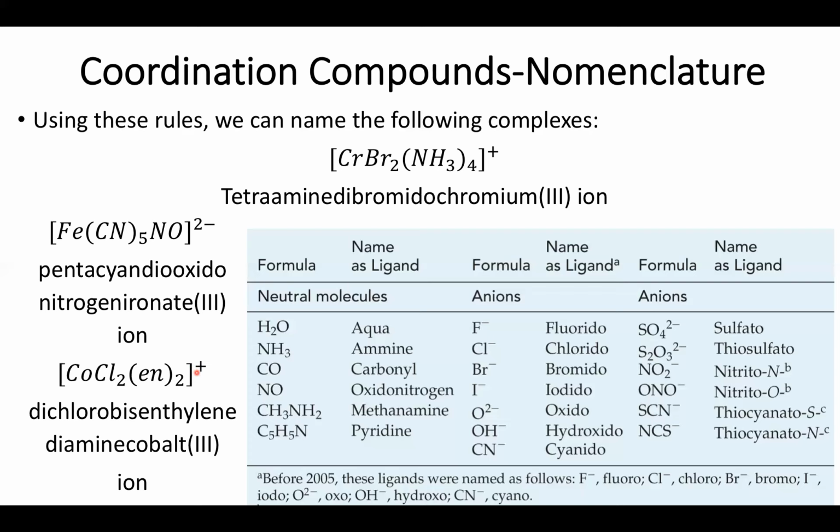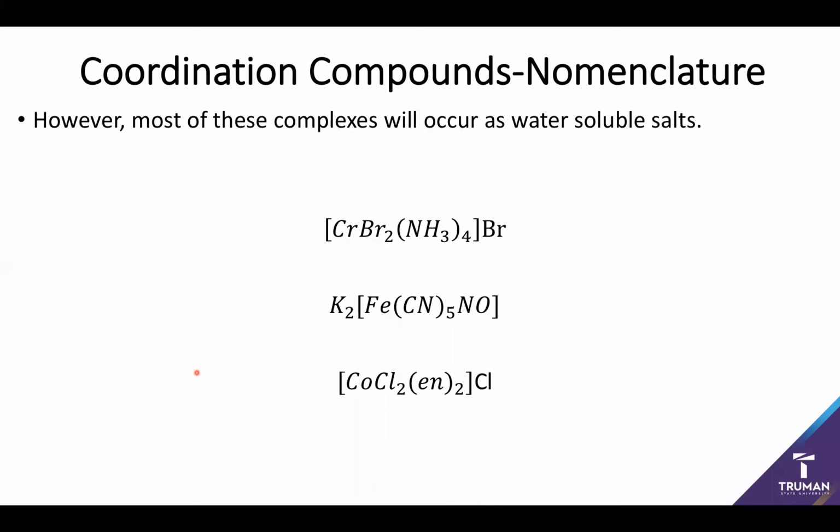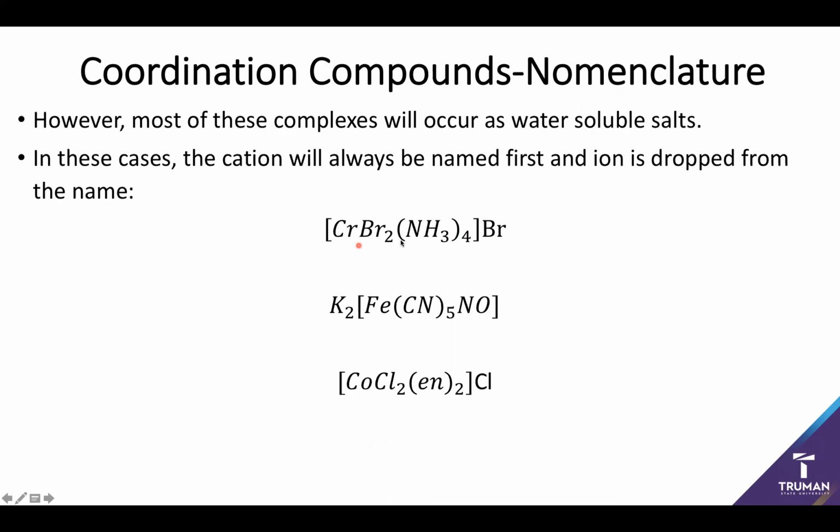So these names get a little bit long, but to make life even more fun, a lot of these species won't actually occur as free ions. I'm going to often add them to water as salts. So in this case, instead of having a positive charge on my chromium complex and having it floating free, that positive charge will be counteracted by a single bromide. Now, whenever we're naming these species, we're going to keep the ionic name generally the same. We're now just going to drop ion from the name, and we're always going to name our cation first. So in this case, my complex ion is going to be the cation. So I'll name it first, tetraammine dibromido chromium(III) bromide. This way I can get the charge from here, and then I have a single bromide to cancel it out.